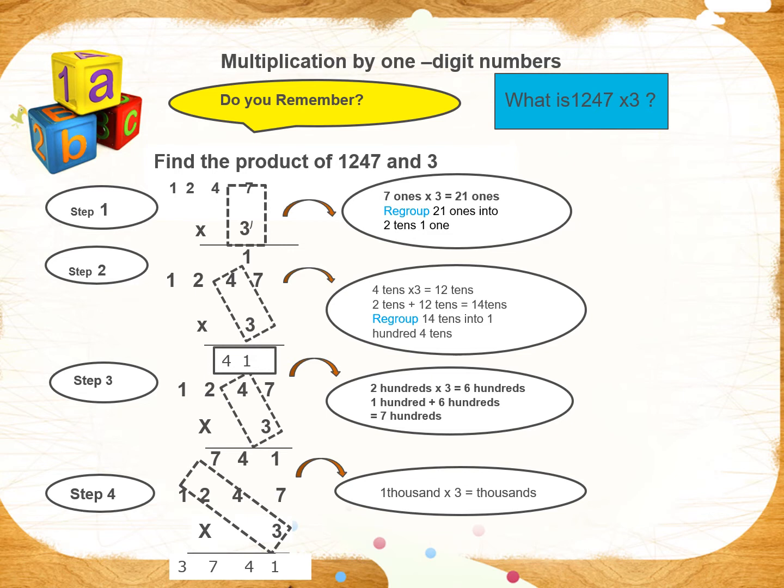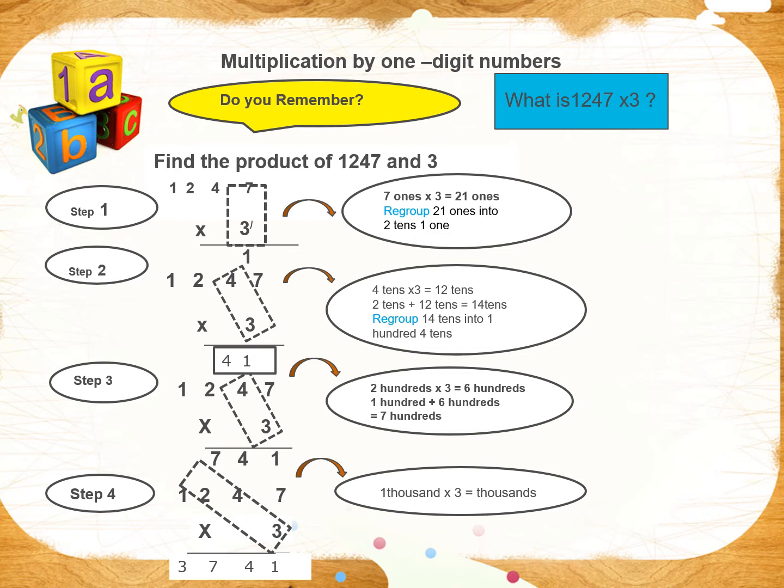Then 2 hundreds multiplied by 3, we get 600. Then 100 plus 600, the answer is 700. Okay, then step 4. Next 1000. Then 1000 multiplied by 3, we get 3000.